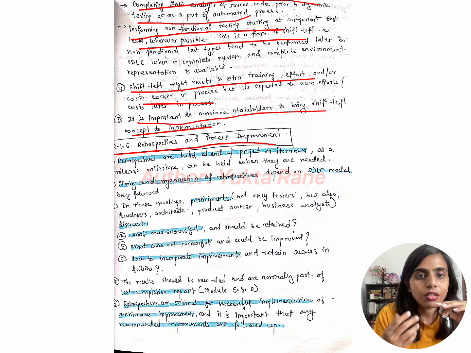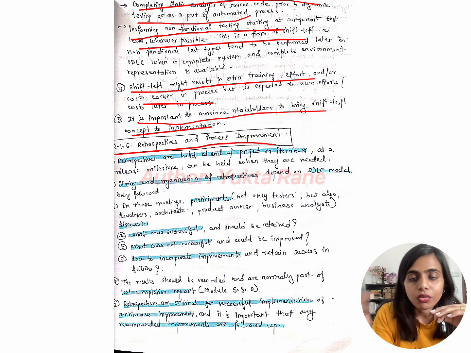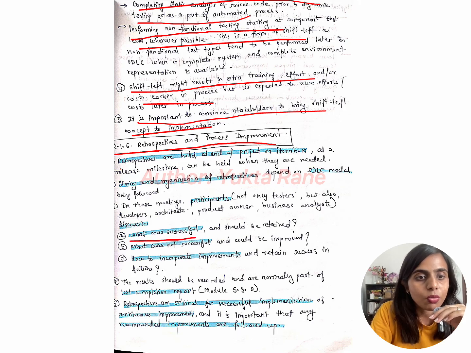Okay, and what can be done further. So basically what went wrong is divided into action items, and those action items will be implemented in the next iteration cycle. That is nothing but a retrospective. So it has three components: what was successful, what was not successful and could be improved, and how to incorporate improvements and retain success in future. That is nothing but deriving action items for the next iteration.